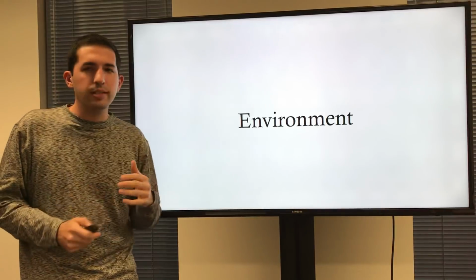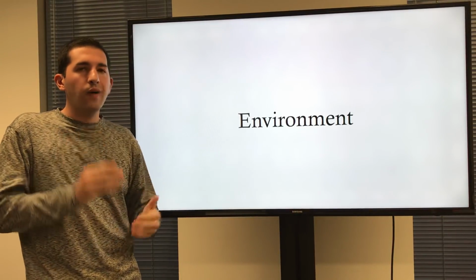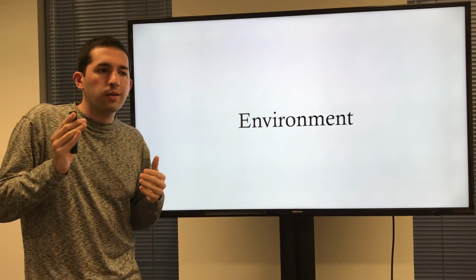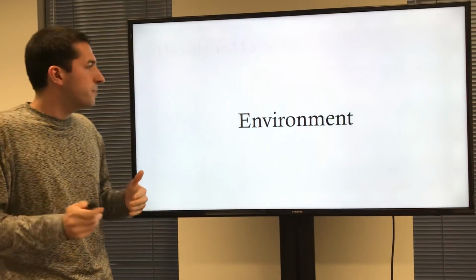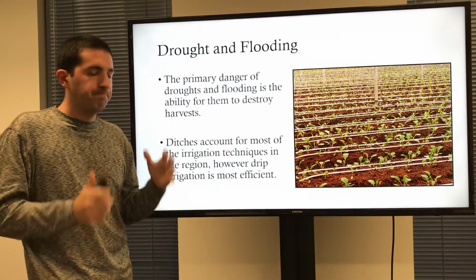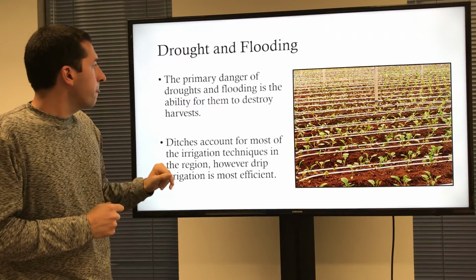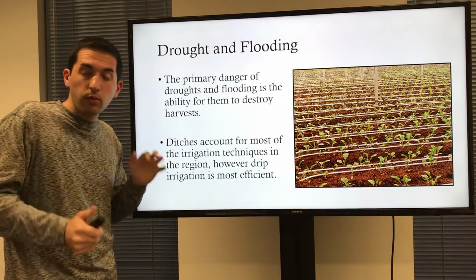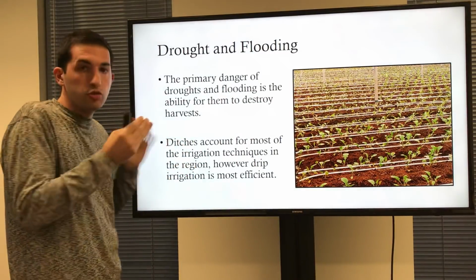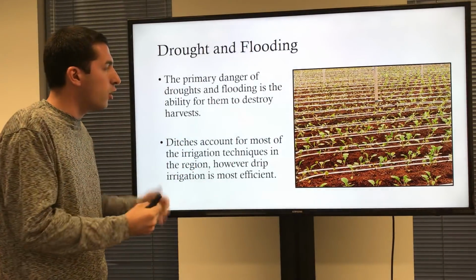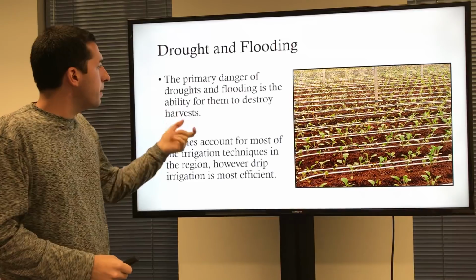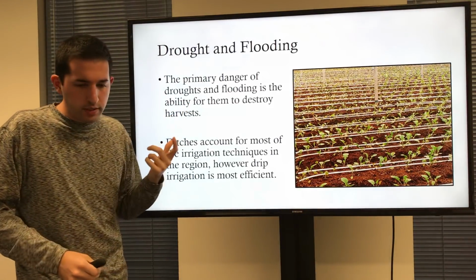So we're jumping into the environment. And this environment breaks it down, organizes this by environment in relation to vulnerability to climate change. And this area is quite vulnerable. So the primary danger of droughts and flooding, and we're talking about two opposite things, droughts in terms of dryness and flooding, the overabundance of water, is the ability for them to destroy harvests.